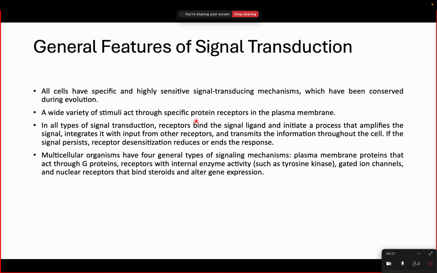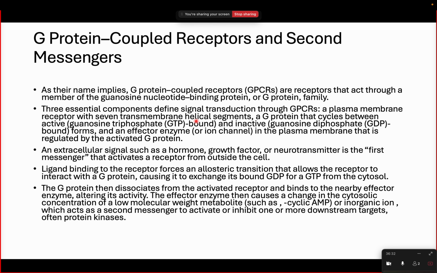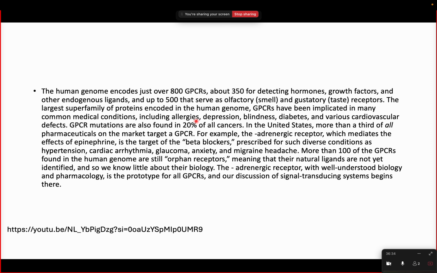Okay. Multicellular organisms have 4 general types of signaling mechanisms: plasma membrane proteins that act through G proteins, receptors with internal enzyme activity such as tyrosine kinase, gated ion channels, and nuclear receptors that bind steroids and alter gene expression. We're gonna focus on G protein coupled receptors.